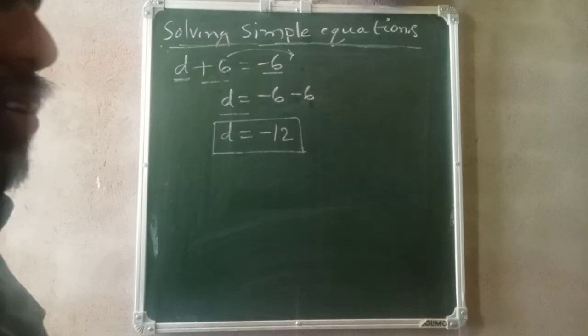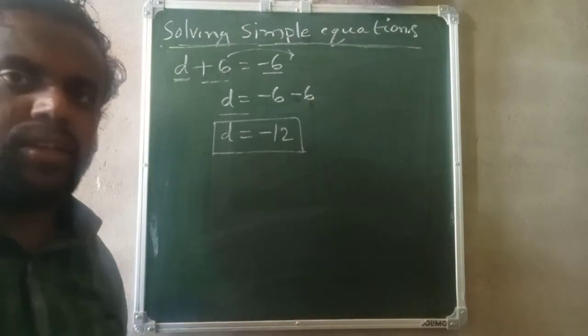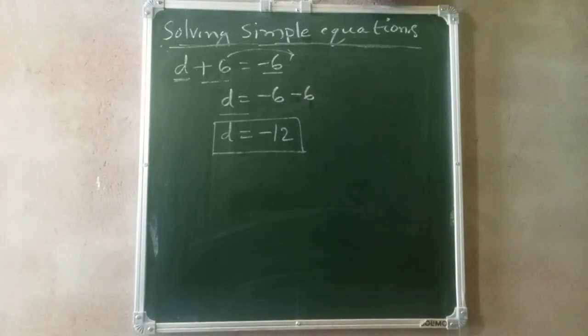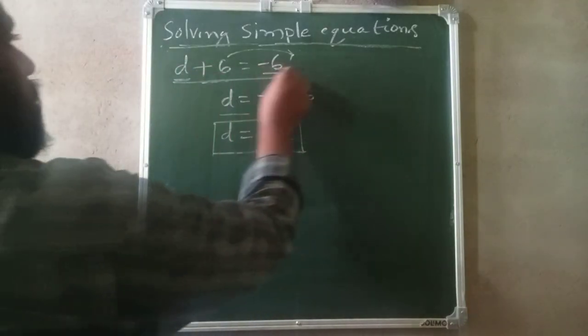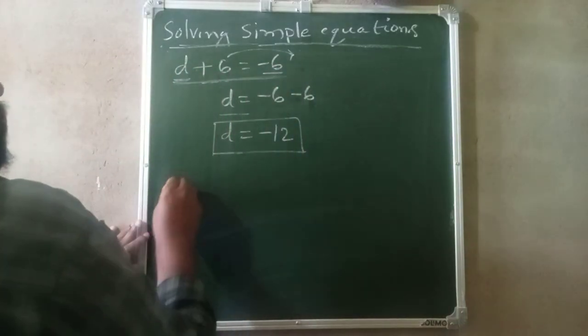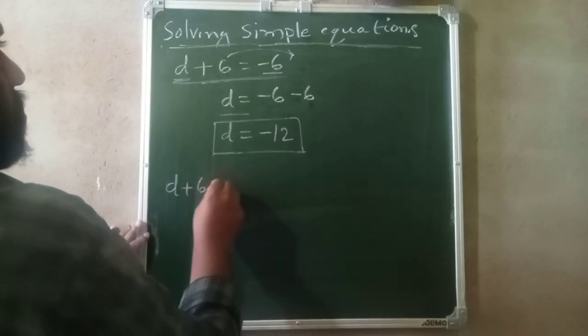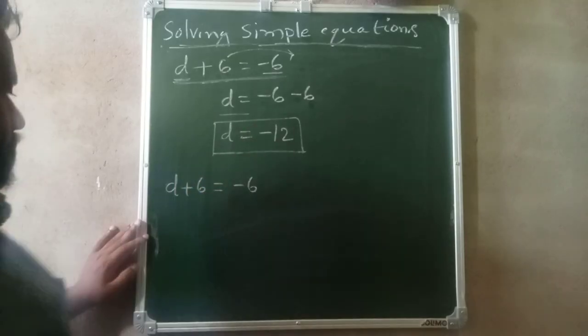Now we will check whether this answer is correct or not. So for that, write this equation once again. Your d plus 6 is equal to minus 6.